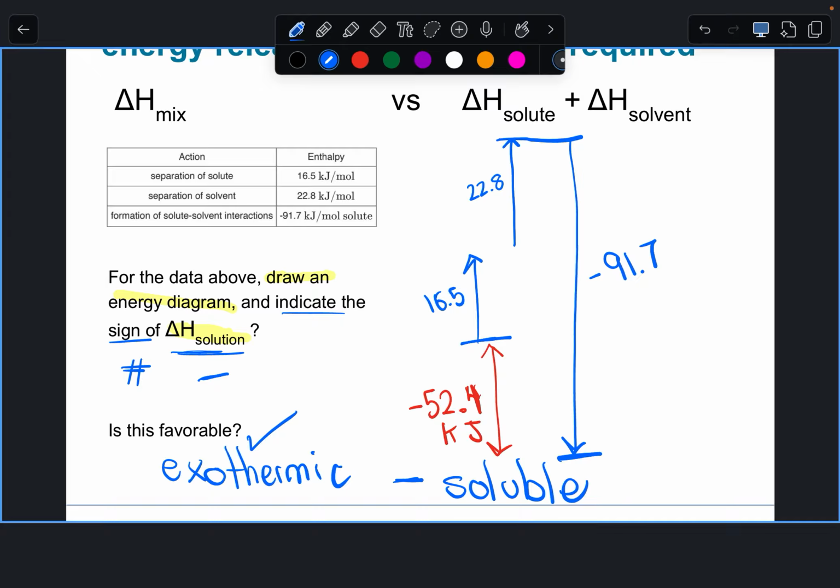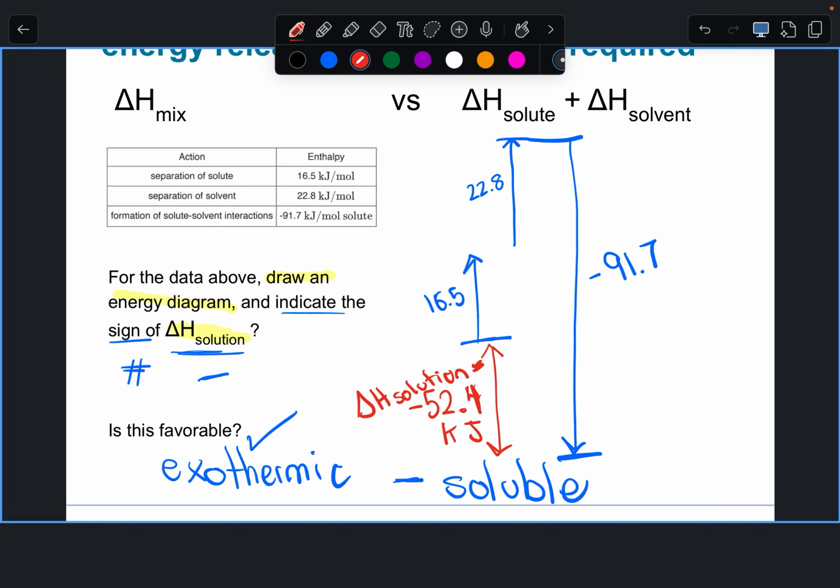Okay, this is as specific as we can get when we have actual numbers and we can calculate what the delta H of the solution is. Remember, that's what we call this part, delta H of the solution. That's as specific as we can get.